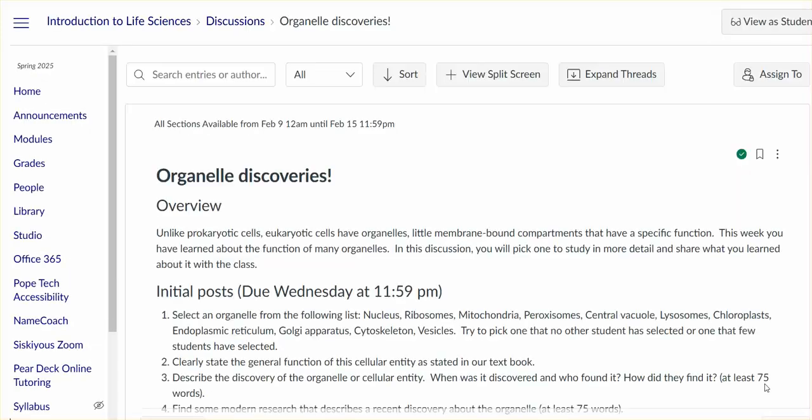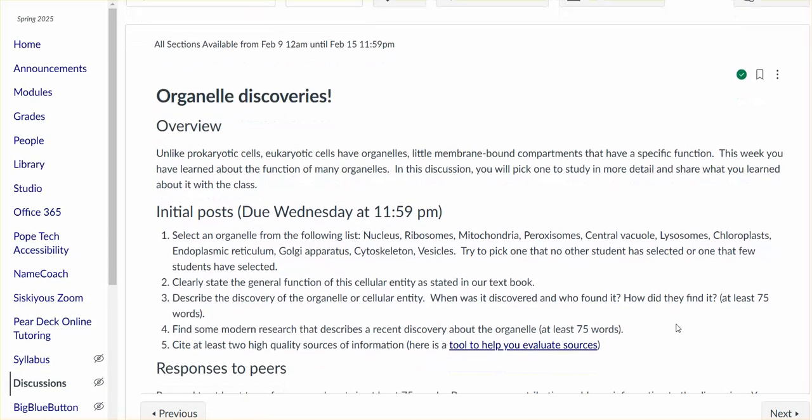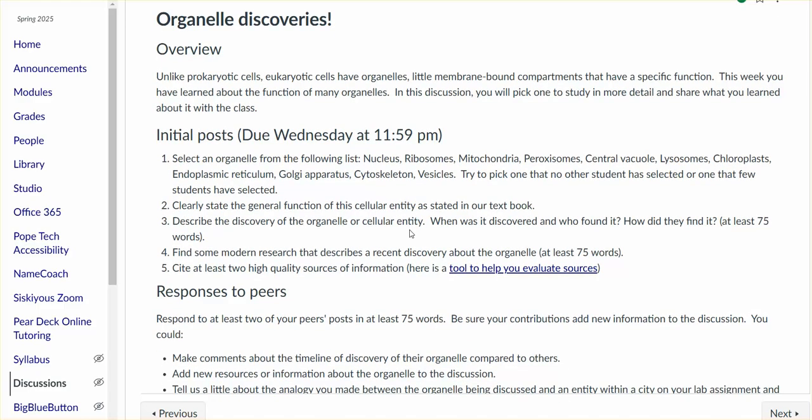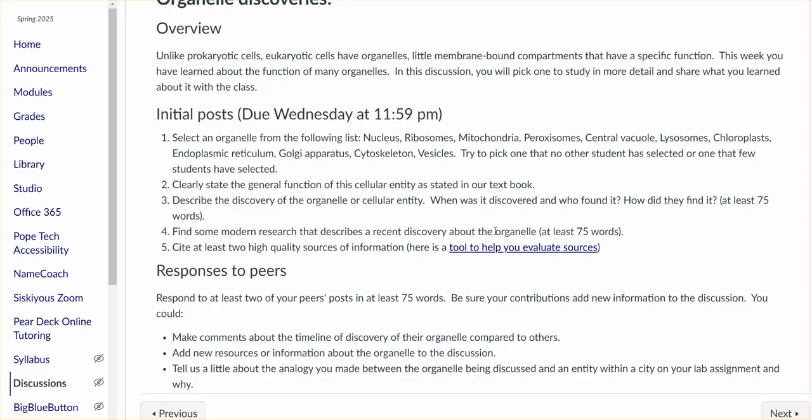This week, we are going to have a class discussion about organelles. So you're going to pick one of these organelles or cellular entities, and you are going to describe the general function of this entity as it's stated in our textbook, but then you're going to dig a little deeper and do some research about the discovery of this organelle, see if you can find out who found it and how they found it, and then see if you can update us about some modern research about this organelle.